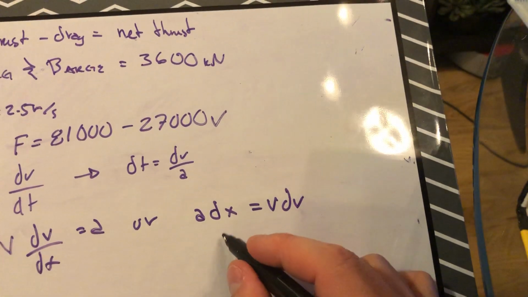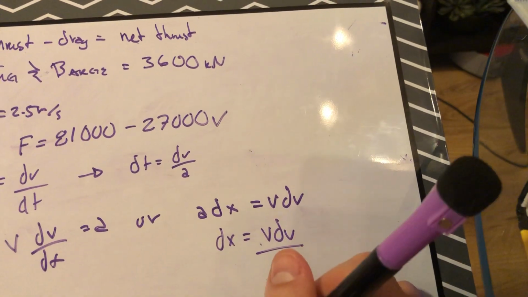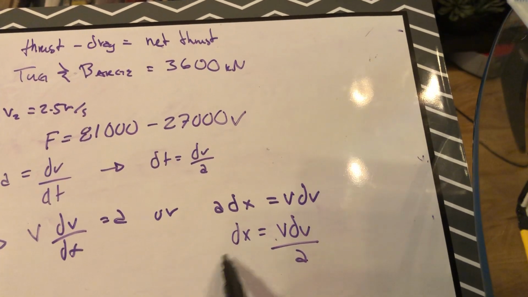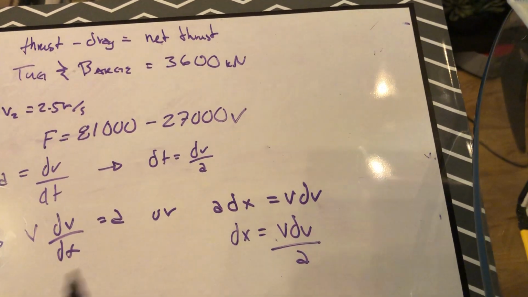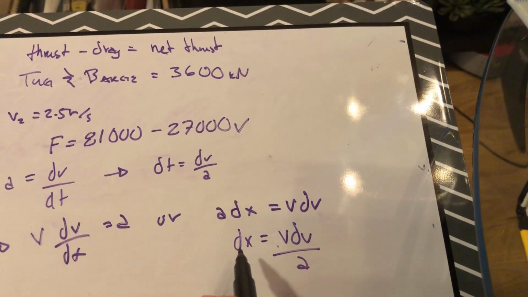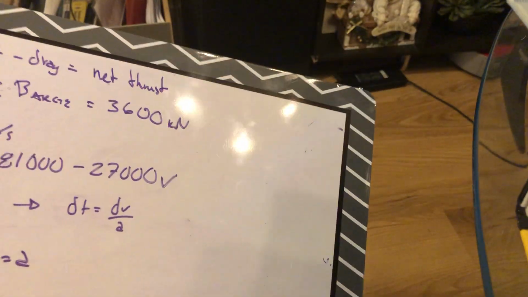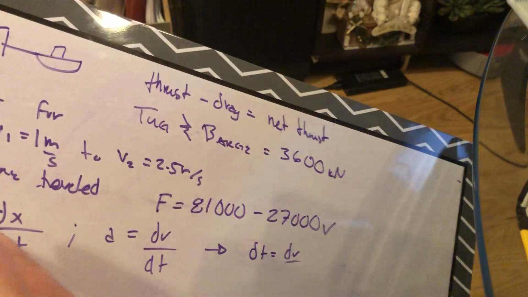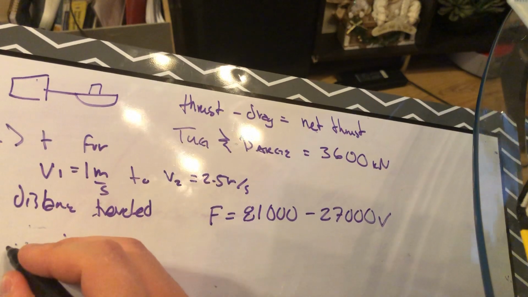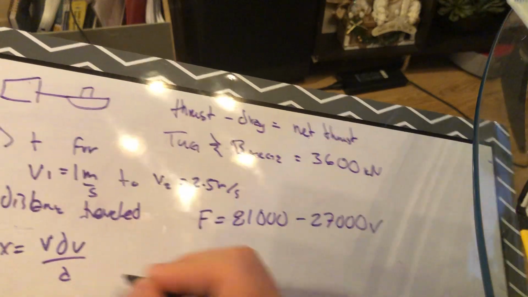And then with further manipulation, we can go dx is equal to v dv over a. So essentially the change in distance is equal to velocity divided by the acceleration, or the integral of it, however you would want to say that mathematically. I am not a math major. Let's go. So we're going to have dx is equal to v dv over a.